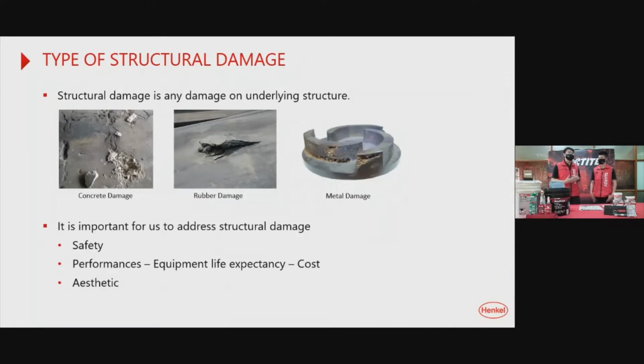Second will be the performance of the equipment. If the equipment part is already damaged and we do not address it, the life of the equipment will be shortened and eventually come to cost. As we know, money is very important, especially nowadays. And third will be aesthetics. Like we mentioned during our last webinar, if we come across something that looks rusty, like last week, we felt very uncomfortable when we visited the plant. It looks unprofessional, no confidence, this kind of thing. Correct, Kim.